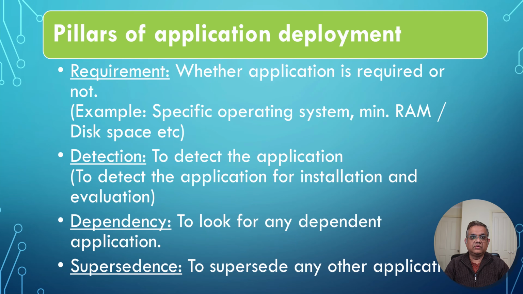So these are the 4 pillars of application deployment. The first pillar is called the requirement. Requirement is nothing but a check of the applicability. For example, you're deploying an application which requires a minimum of 8 GB of RAM or a minimum of 256 GB of disk space. I'm just giving you an example. Those kinds of things are available in the requirement feature, and this is the minimum setting for the device before that application can be offered.